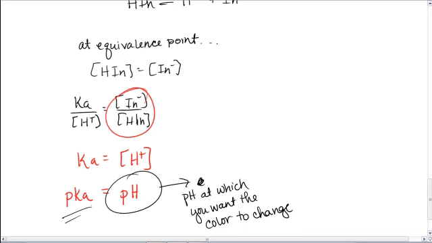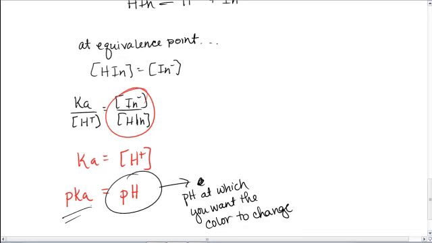Bromothymol blue has a pKa of, looks like about 6.5. Changes from, no, actually we're closer to 7. Yellow to blue. Phenolphthalein has a pKa of about 9. This means it changes at a pH of 9.